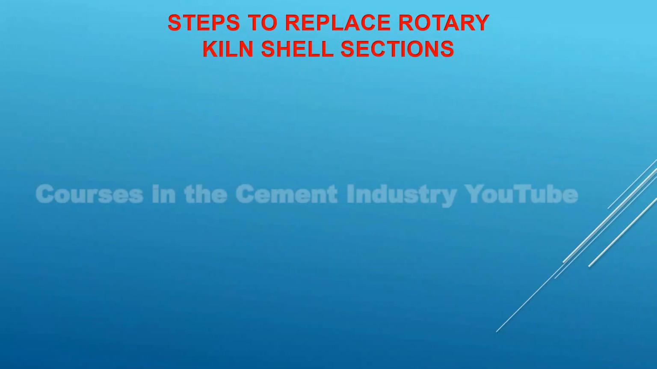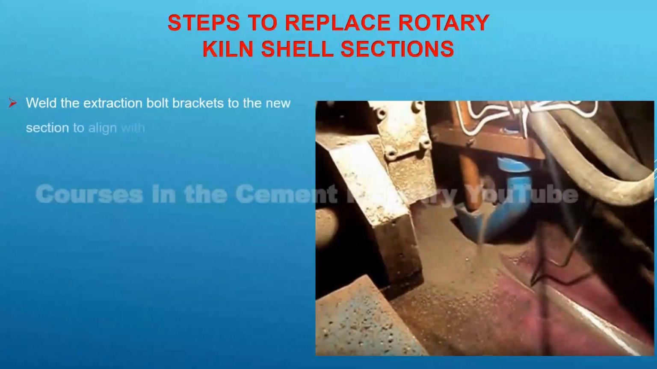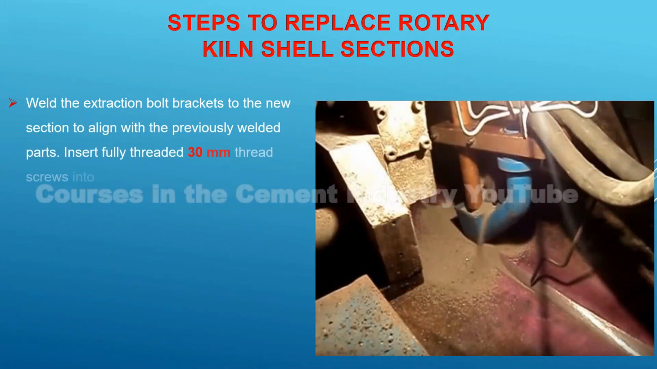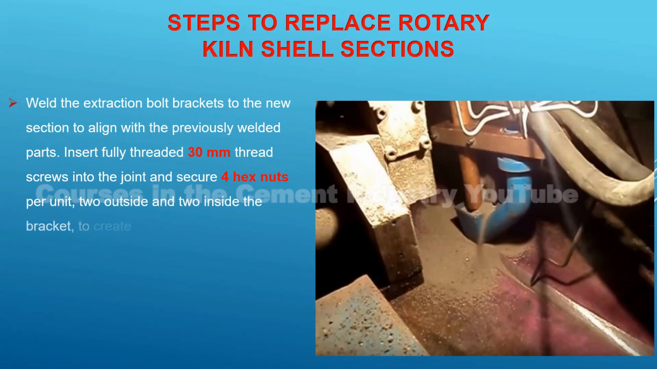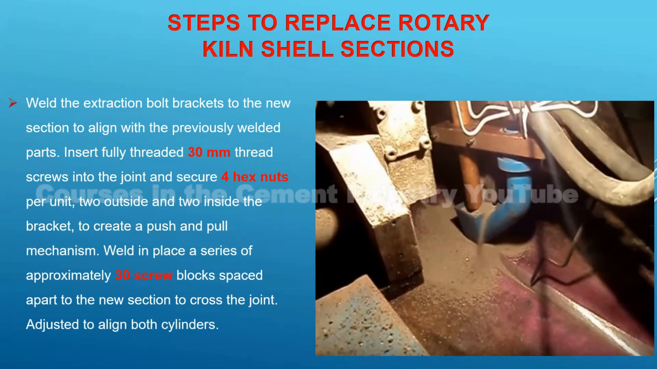Step 15. Weld the extraction bolt brackets to the new section to align with the previously welded parts. Insert fully threaded 30 mm thread screws into the joint, and secure 4 hexagonal nuts per unit, 2 outside and 2 inside the bracket, to create a push and pull mechanism. Weld in place a series of approximately 30 screw blocks spaced apart to the new section to cross the joint. Adjusted to align both cylinders.